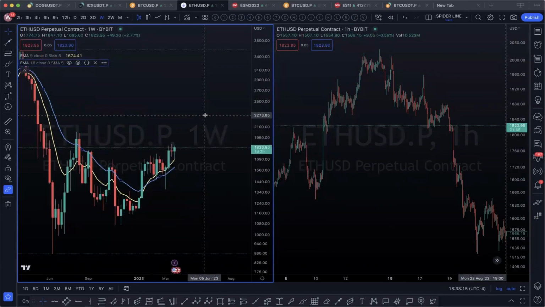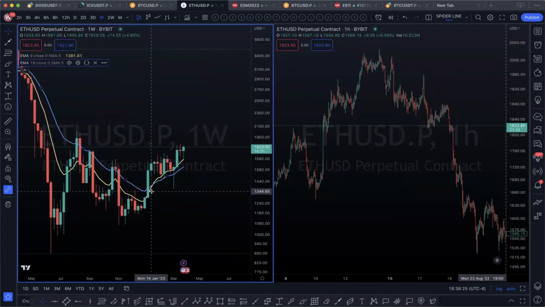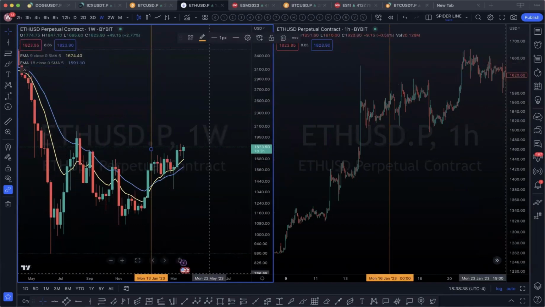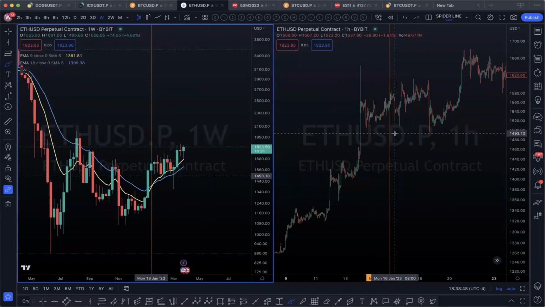So now, this is how you know. This is how you're going to figure out if the weekly chart is trending to the upside. The minute you see the 9 cross the 18 moving average, and price trading above. Look at this point. This is where the 9 crosses the 18, and price is trading above the EMA. You can say, okay, this is bullish. Price starts trending to the upside. On the 1 hour chart, you want to be looking for buys, that is, you want to be longing.